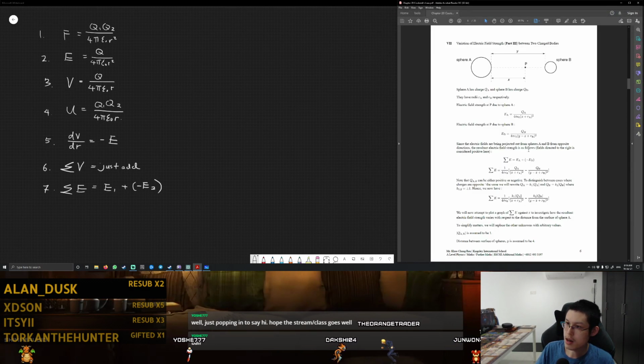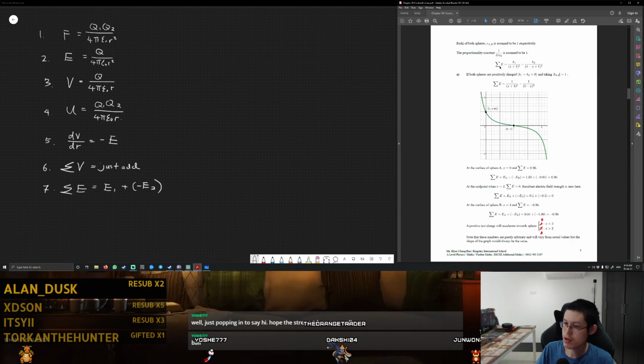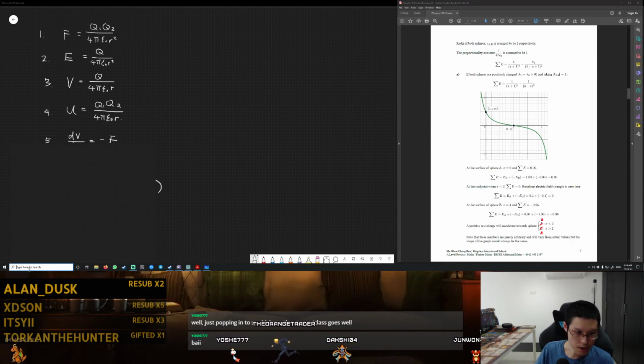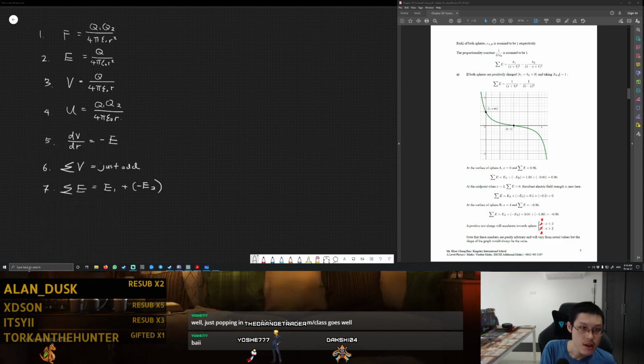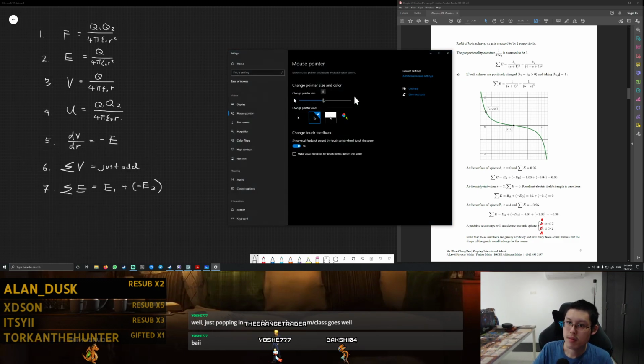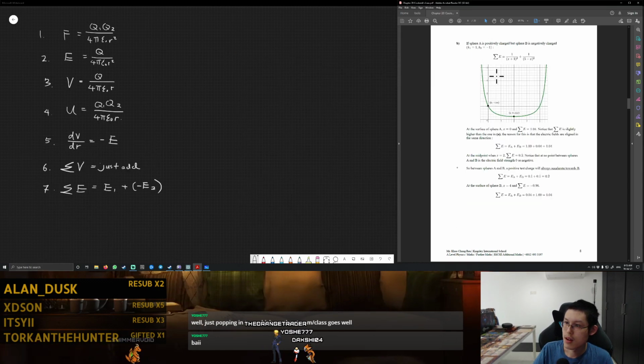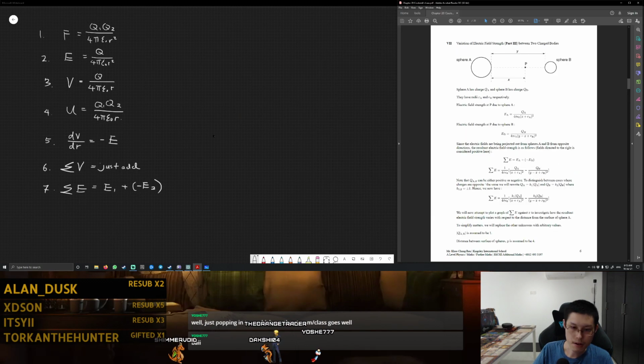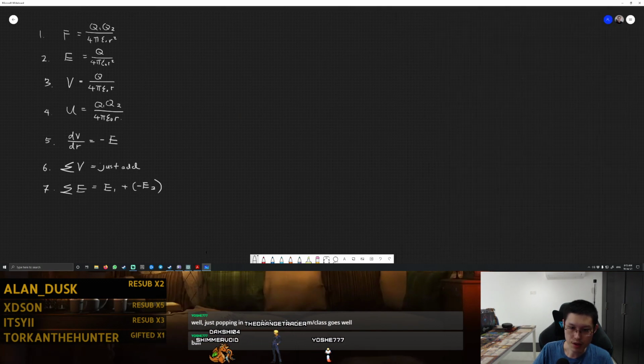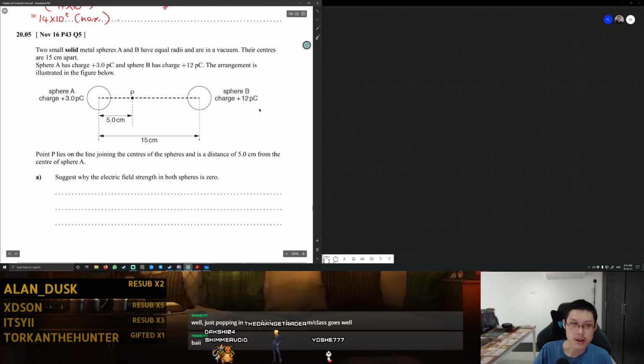We also did a bunch of these graphs here. Hopefully you still remember how to interpret these graphs. Okay, that's what we know so far. So let's continue with question 5. You have 2 small solid spheres A and B.